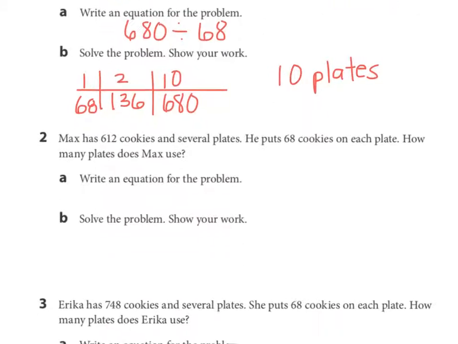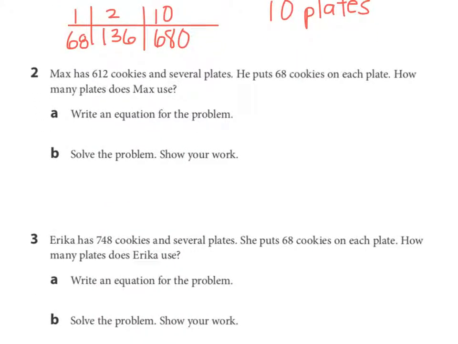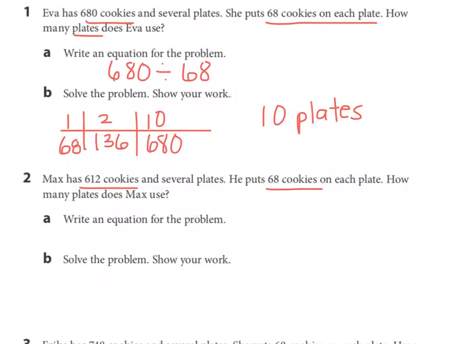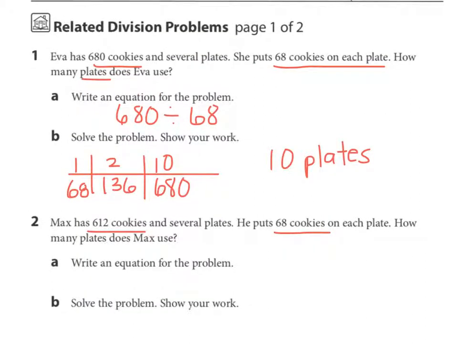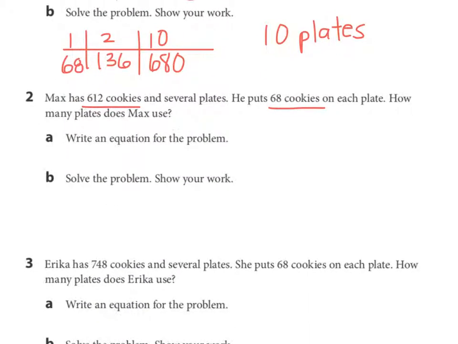Let's go look at number 2. Max has 612 cookies and several plates. He puts 68 cookies on each plate. How many plates does Max use? So looking at the problem, 612 cookies, 68 cookies on each plate. Did you notice that it's the same in number 1 and number 2? 68 cookies on each plate. So maybe I can use my ratio table from before to help me solve this problem. Let's first write an equation. My equation for this problem is going to be 612 divided by 68.